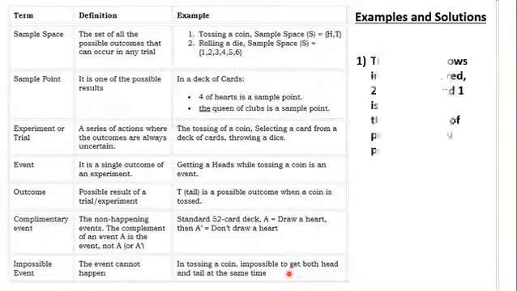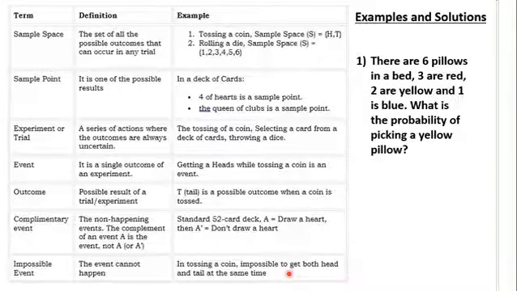Number one example says there are 6 pillows in a bed. 3 are red, 2 are yellow, and 1 is blue. What is the probability of picking a yellow pillow? Now there are 6 pillows, so the probability is equal to the number of yellow pillows, because that's the favorable outcome. Remember, probability is number of favorable outcomes divided by number of total possible outcomes. So we want a yellow pillow, and the number of favorable outcomes will be 2, because there are 2 yellow pillows out of a total of 6 pillows in the bed.